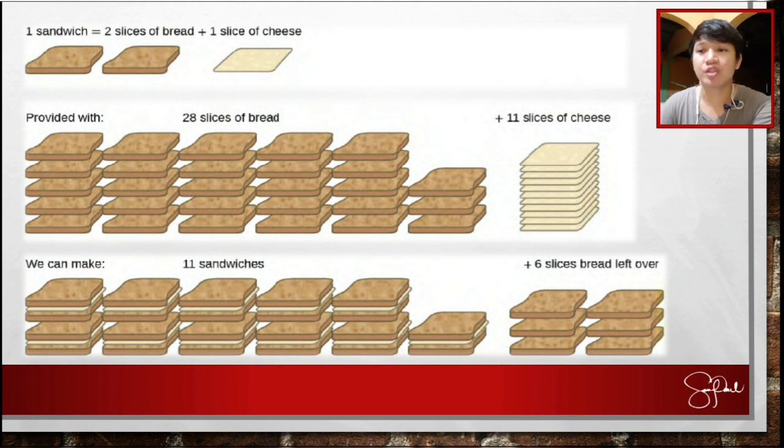After making the sandwich, we have 11 sandwiches and we have 6 slices of bread left over. Meaning to say, every piece of the cheese is used. On the other hand, there is something left over in our bread. Meaning to say, our cheese is our limiting reactant and the bread is our excess reactant because there is something left over. So that is the concept behind the limiting and excess reactant. This is a simple but very understandable analogy of the limiting and excess reactant.